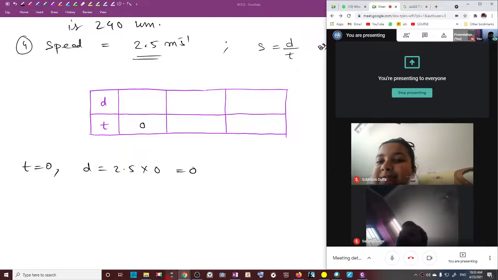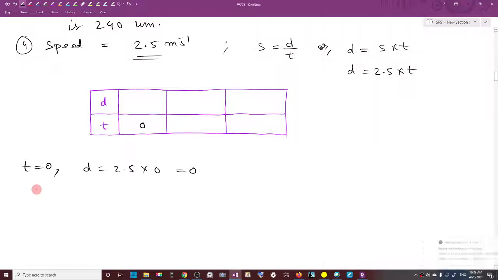Okay. So if t equals 0, then d will also be 0, right? Yes, sir. If t is 0, then d will also be 0. Okay. Now, next, if I write t equals 1, okay, let me write t equals 2. This will be easier for you. D will be 2.5 times 2, right? Sromona, can you tell me the value of d now?